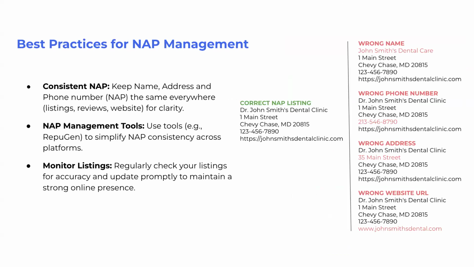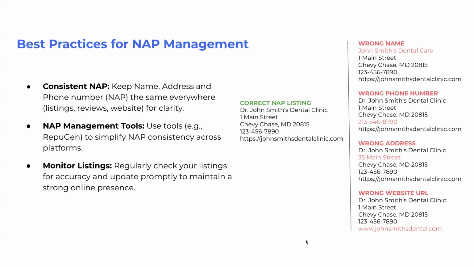So, now that we've seen the power of NAP consistency, let's dive into some best practices. Consistent NAP across platforms ensures your name, address, and phone number are identical across all online directories, review platforms, and your website. So, here are some examples to see NAP consistency in action. On the right of this slide, you'll see an example of correct NAP listing and incorrect listings.